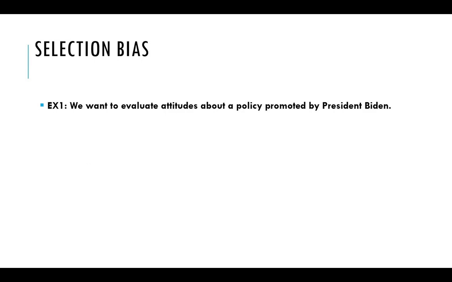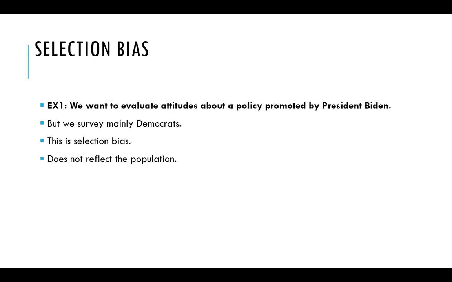For example, let's say we want to evaluate attitudes about a policy promoted by President Biden. Maybe we're talking about his attempt to eliminate student loans. All right, well, that was a very hotly debated topic. Not everyone agreed. But what if we mainly survey Democrats? We throw a survey out there and 90% of our respondents are Democrats. Well, clearly that is selection bias, right? It doesn't reflect the population of the United States. Our population isn't 90% Democrats. We've got a lot of people with very different views associated with the Republican Party. So that's going to be a problem, and it's going to give us inaccurate conclusions.